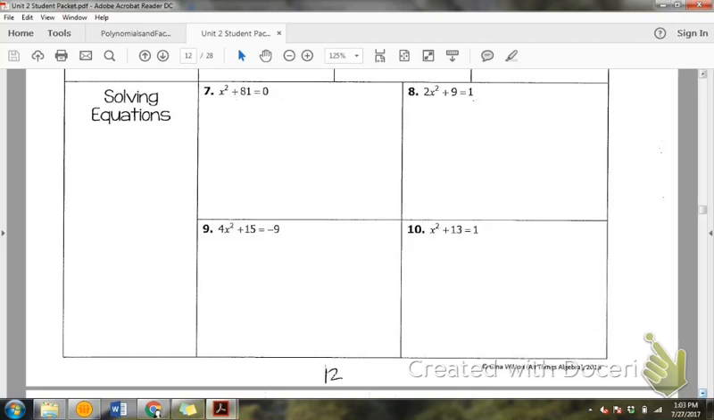So today, what we're going to do is we're going to get x squared by itself. So in number 7, if I want to get x squared by itself, I'm going to subtract 81 from both sides.